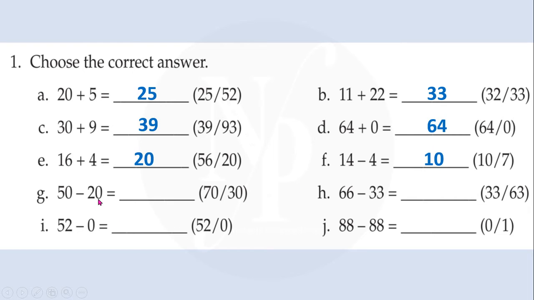50 minus 20 is 30. When you subtract 20 from 50, you will get 30 as difference. H. 66 minus 33 is 33. 52 minus 0 is 52. On subtracting 0 from any number, you get the same number. J. 88 minus 88. Subtracting a number from itself. Any number subtracted from itself gives us 0. So 0 is the answer for this.